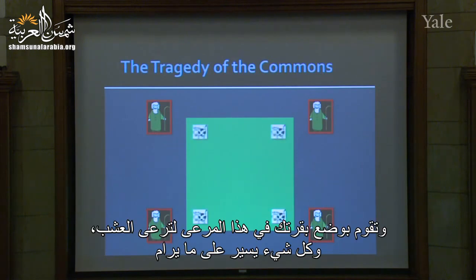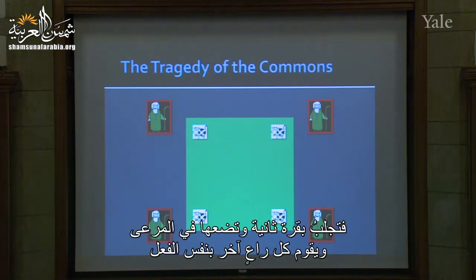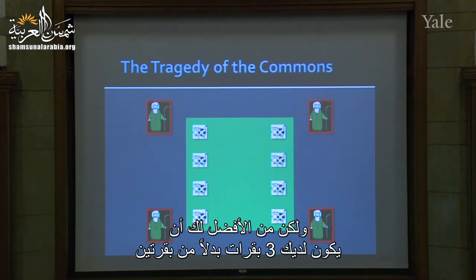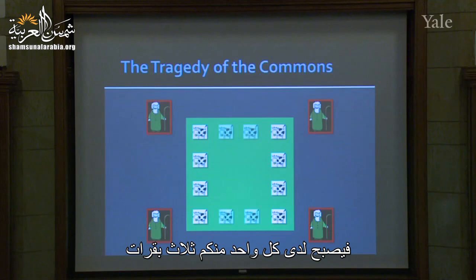So you put your cow out on the pasture to graze, and everything's going fine. There's a nice big pasture there, and in fact, you would be better off if you had not one, but two cows. So you and each of your fellow shepherds gets a second cow and puts it out in the pasture. But of course, if two cows were good, three cows are better. So you and each of your fellow shepherds puts your extra cow out. And now you have three cows apiece.